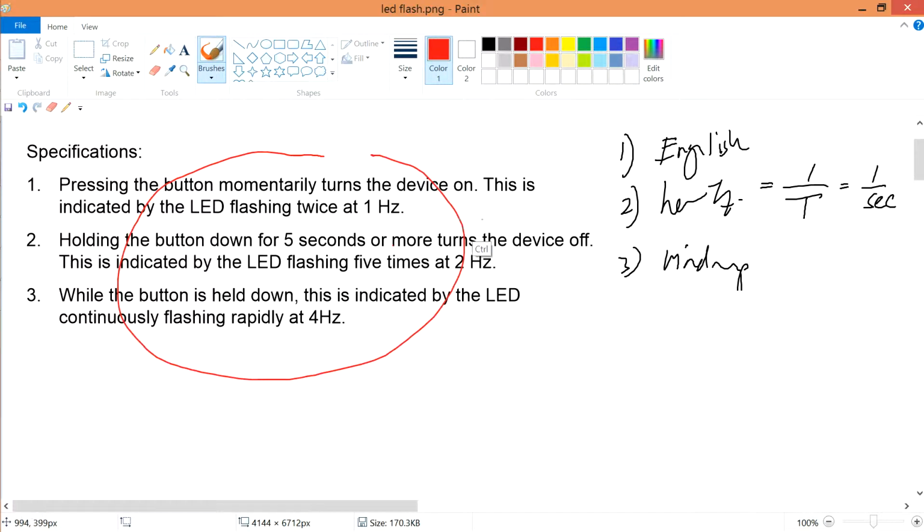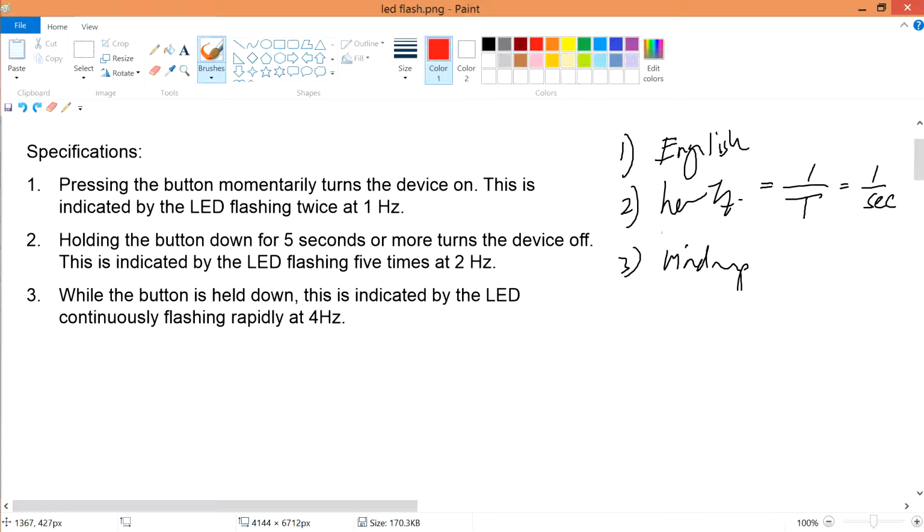My explanation may not be very good, but yeah. One thing you need to take note of is that you need to know three things. First, the English itself, you need to really know how to decipher. Second, you need to settle how the hertz is being calculated, because it states flashing twice, flashing 5 times, things like that, which is very tough to actually compute.